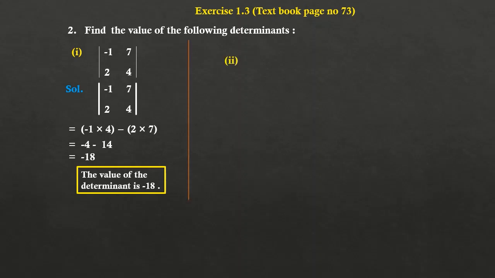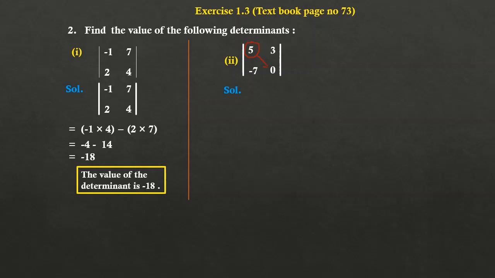So that you will understand the concept. Let's understand the second question, in which we have 5, 3 in the first row, and -7 and 0 in the second row. So let's start with the simplification, the solution of this. Always start from the left hand side top corner, that is 5 multiplied diagonally with 0.